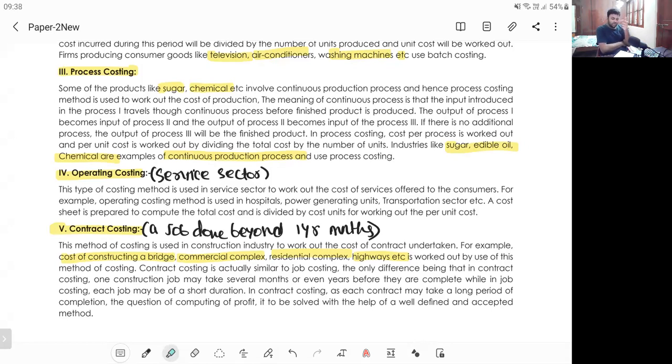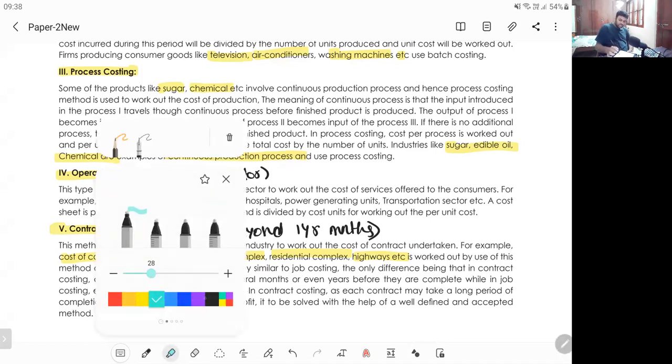How will you calculate the cost incurred by a service sector? That is learned under operating costing. Whenever there is a service sector, you will say that there is operating costing involved.